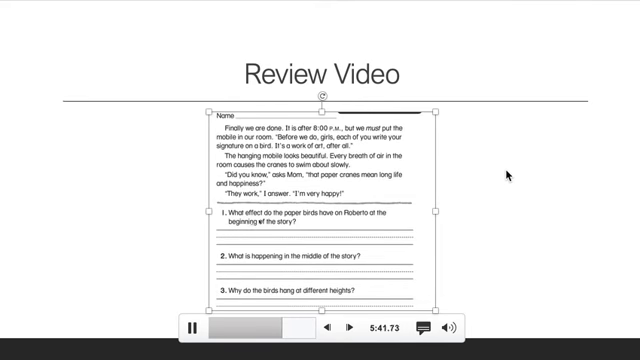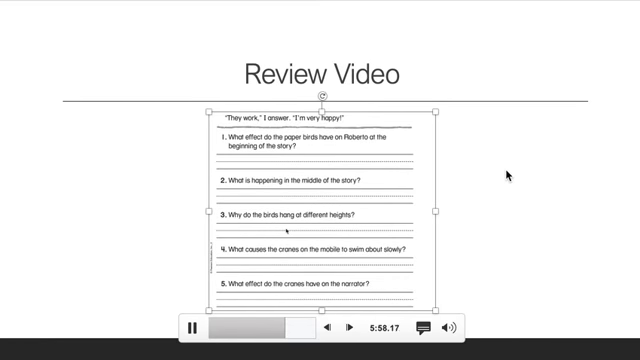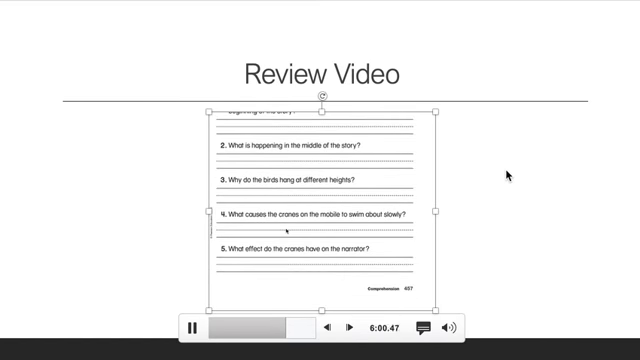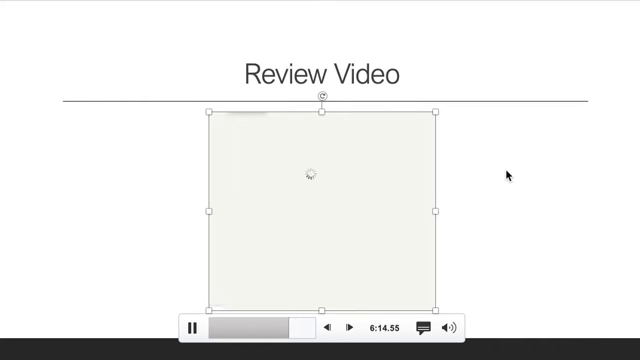So, what effect do the paper birds have on Roberto at the beginning of the story? So, I recommend that you go back to the beginning of the story and take a look at the beginning. Then, what is happening in the middle of the story? Why do the birds hang at different heights? What causes the cranes on the mobile to swim about slowly? And what effect do the cranes have on the narrator? So that is your reading comprehension review.